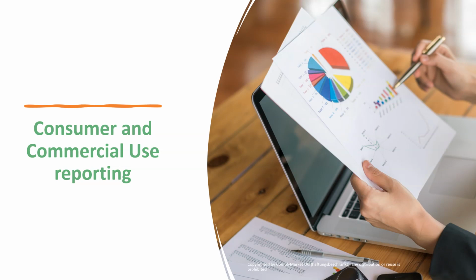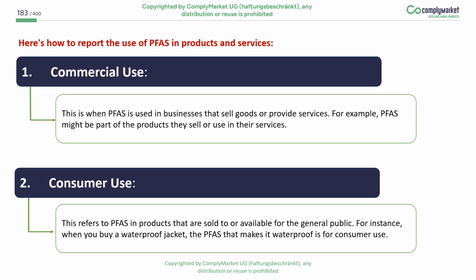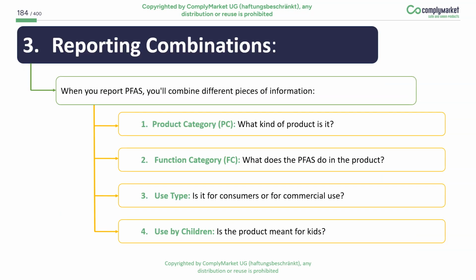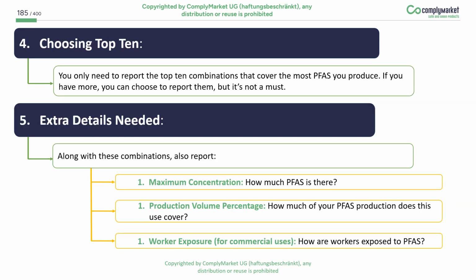Consumer and commercial use reporting. I need to report if it is commercial or consumer use. And when you report PFAS, you will combine different pieces of information like product category, function category, use type, used by children. Choose top 10 again.